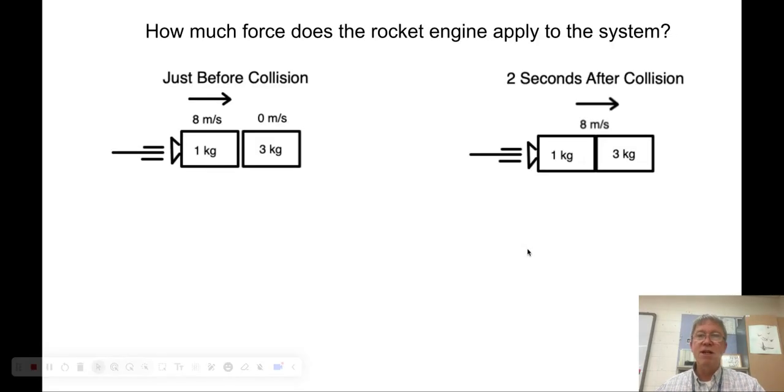Well, let's try this. Let's say I have this rocket-powered object. It is traveling at 8 meters per second, has 1 kilogram of mass, and is going to collide with and stick to a 3 kilogram mass, which is initially at rest. 2 seconds later, this combined two-object system is traveling in the positive direction at 8 meters per second. Notice there's no change in velocity over the course of those 2 seconds, but let's see what's true about the net force.